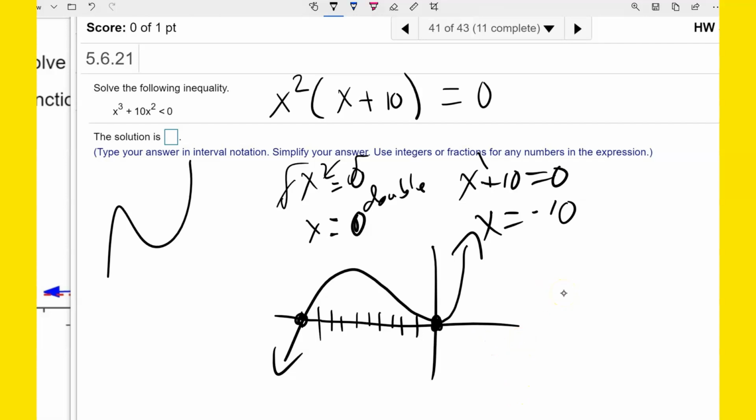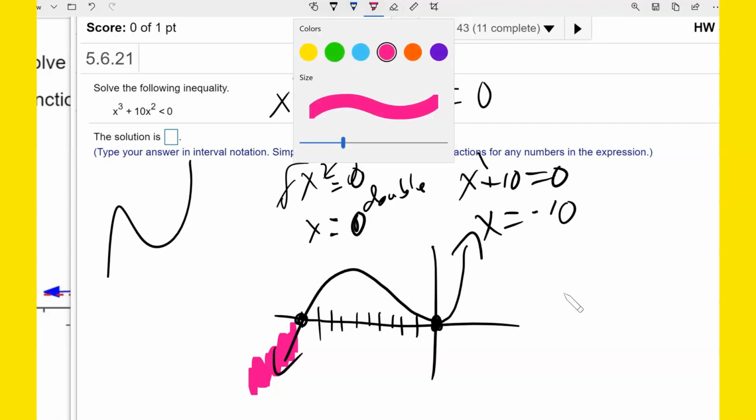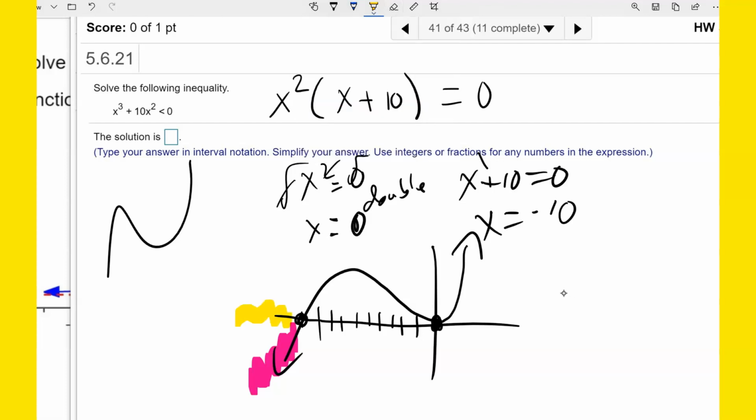So let's see. Where are we less than 0? The only place I'm less than 0 is down here. Which means that the only values for x that make that true are these values for x. What are those values for x? Those values of x are negative infinity all the way to negative 10. So negative infinity to negative 10 would be my answer.